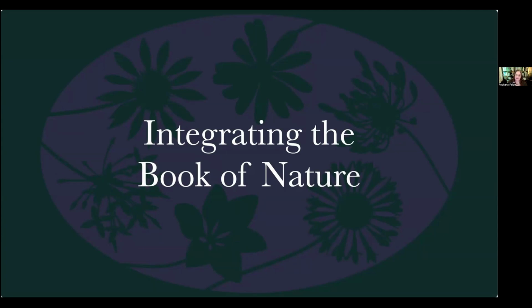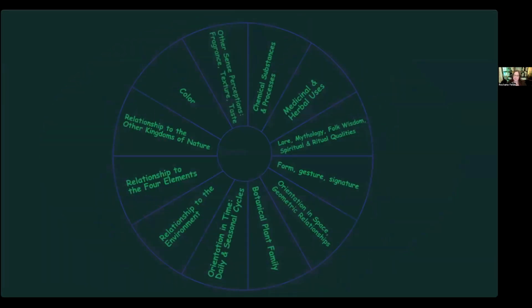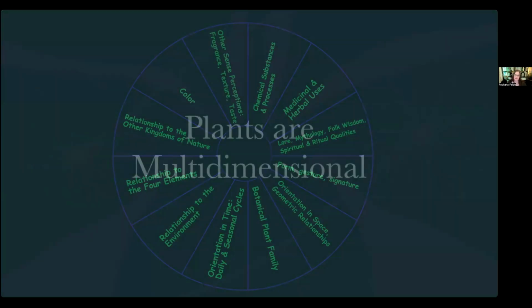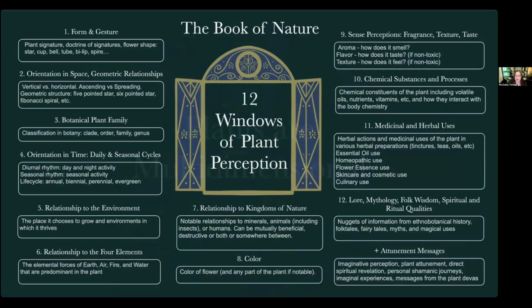We've talked a lot about the plants in the Book of Nature and our processes for looking at these windows. You've seen the wheel and the 12 different pieces of this kaleidoscope of the plant, showing us that plants are really multidimensional, just as humans are. We all have these different facets, pieces and parts of what makes us us.